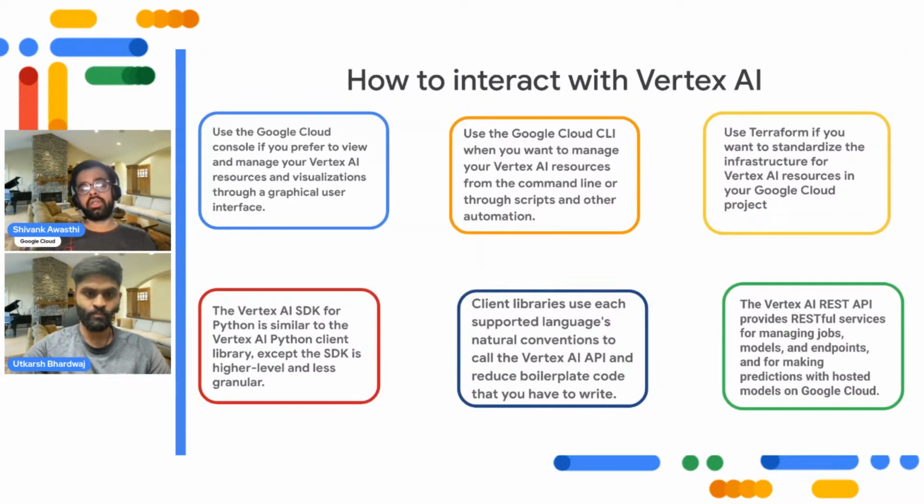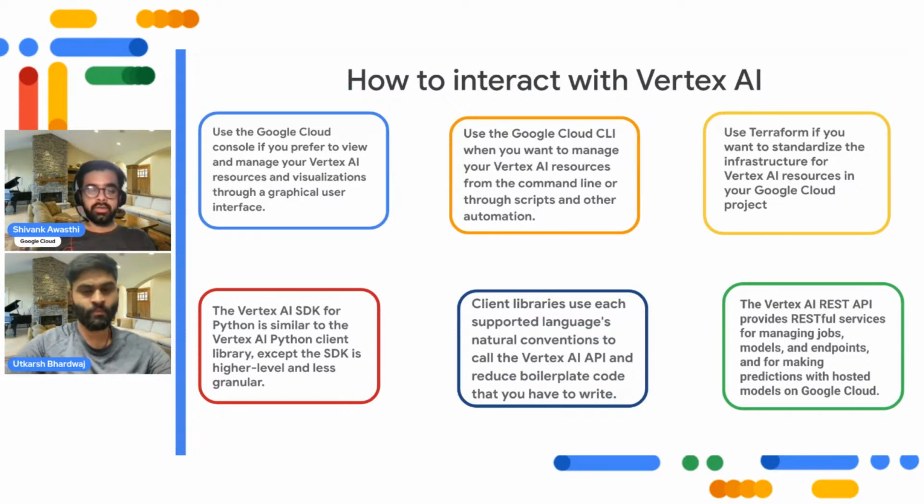Now, let's proceed to the next slide. There's an obvious question that comes to our minds: how do we interact with Vertex AI? There are multiple ways. The first way is using the Google Cloud Console if you prefer to view and manage your Vertex AI resources and visualizations through a graphical user interface. Another option is the Google Cloud CLI, when you want to manage your Vertex AI resources from the command line or through scripts or other automation tools. The third option is to use Terraform if you want to standardize the infrastructure or Vertex AI resources in your Google Cloud project.